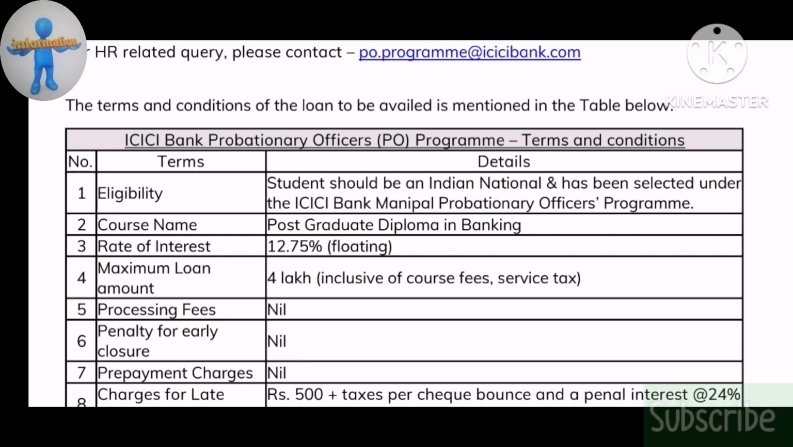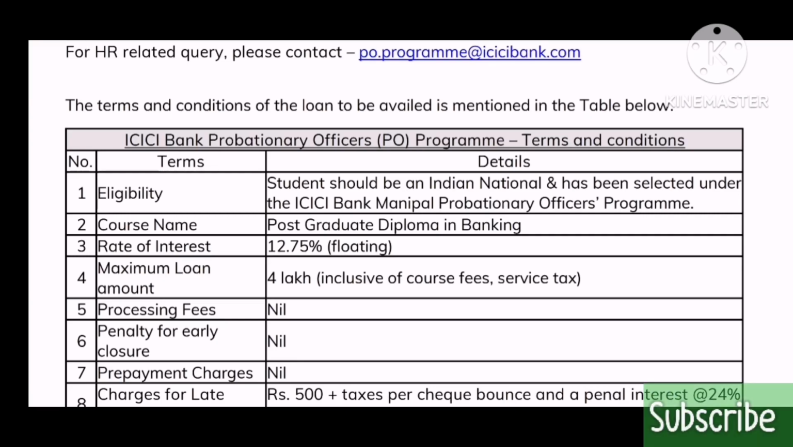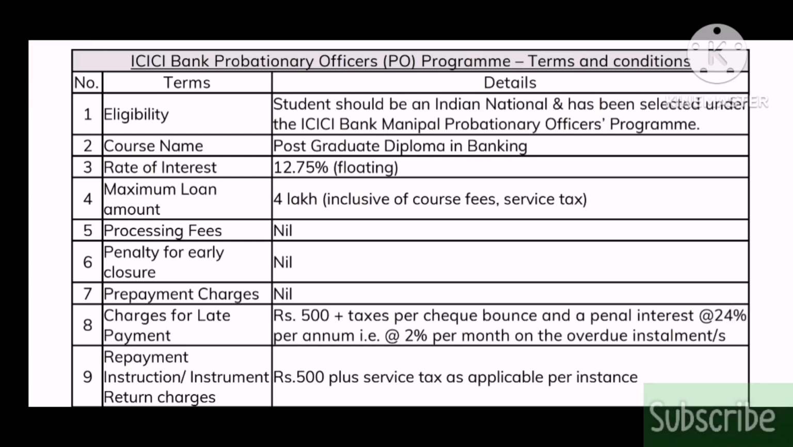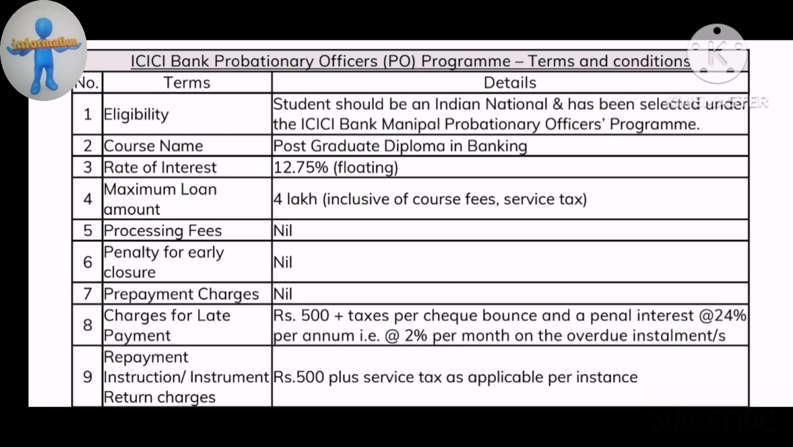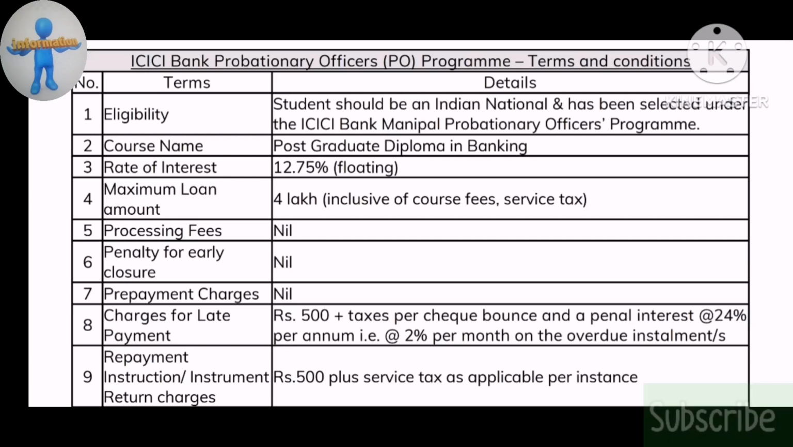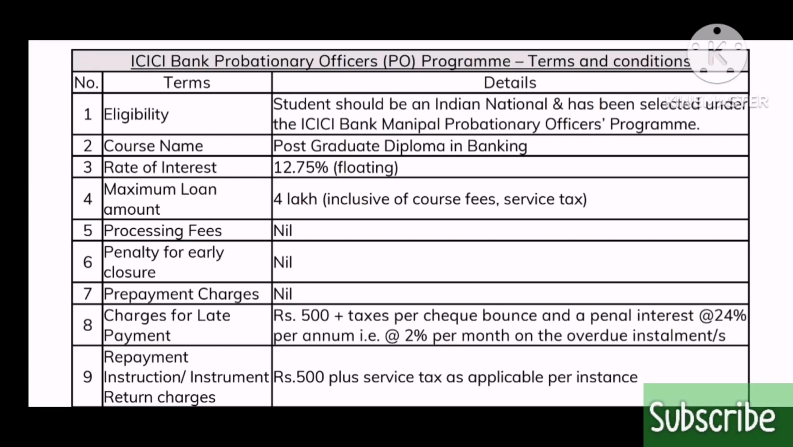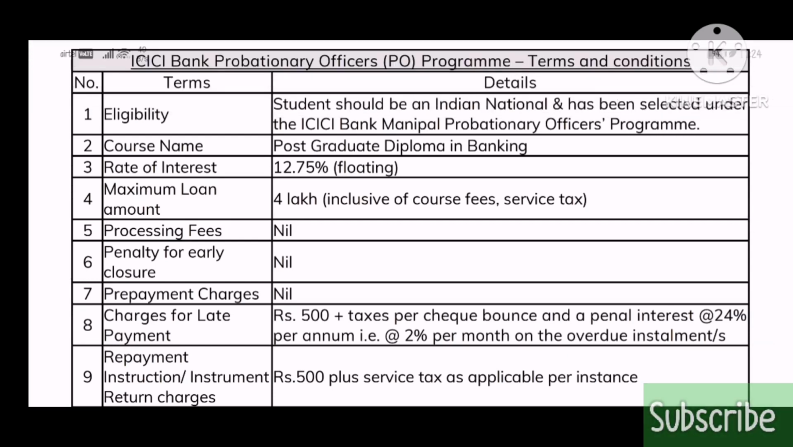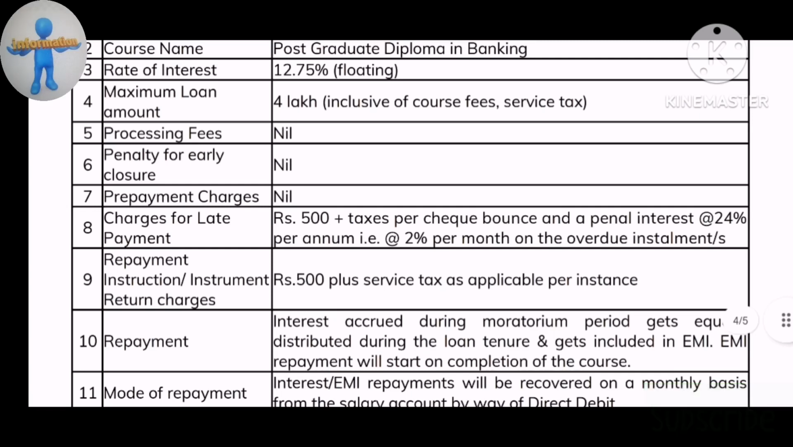The terms and conditions for the loan. See here, eligibility criteria: you should be an Indian national, an Indian person only, and have been selected under the ICICI Bank Manipal Academy offers program. If Manipal Academy provides you the joining formalities and PO offer letter, then only you are eligible to join the PO program. Rate of interest is 12.75. Maximum loan amount is 4 lakhs, and processing fee is nil.